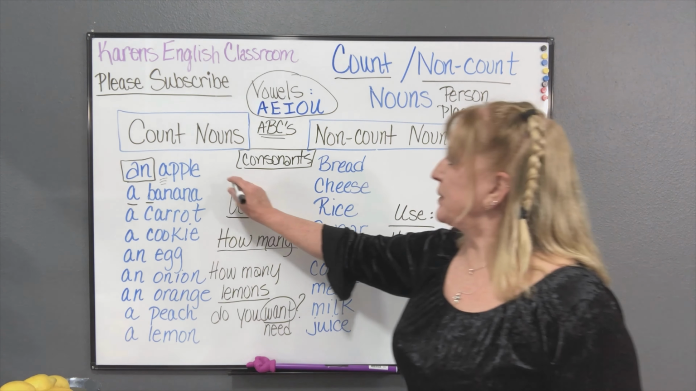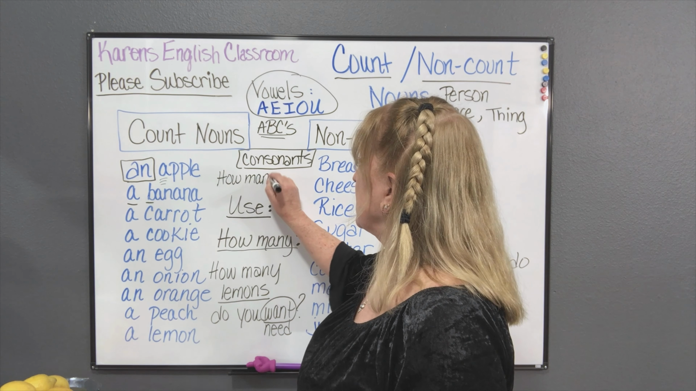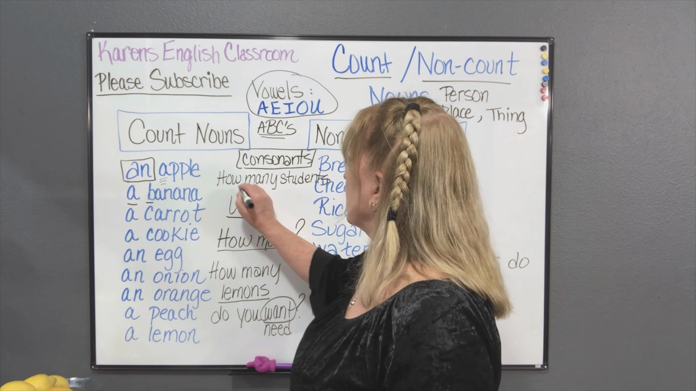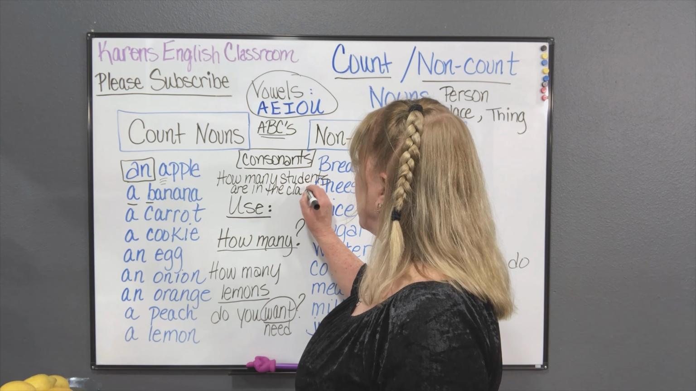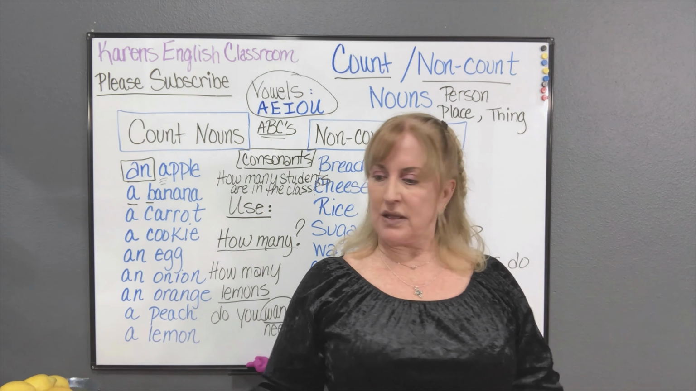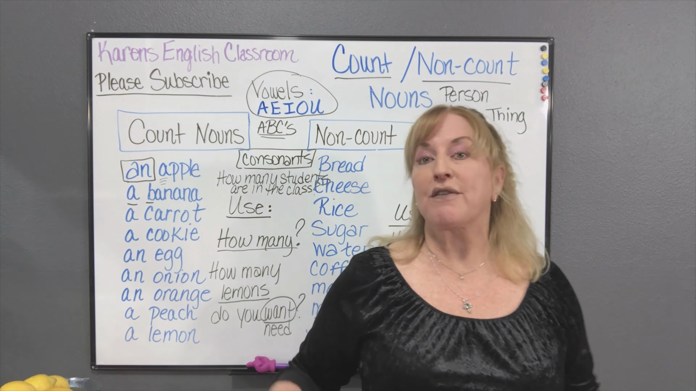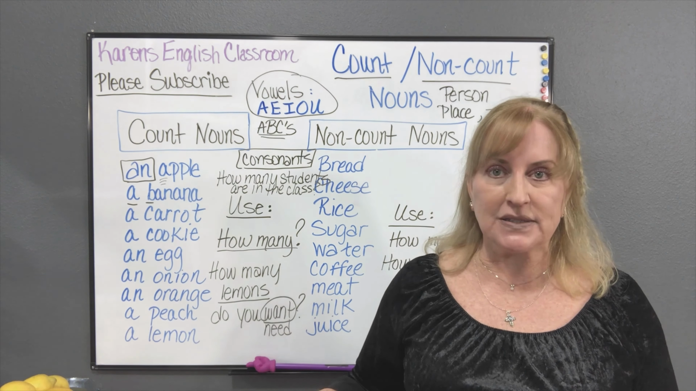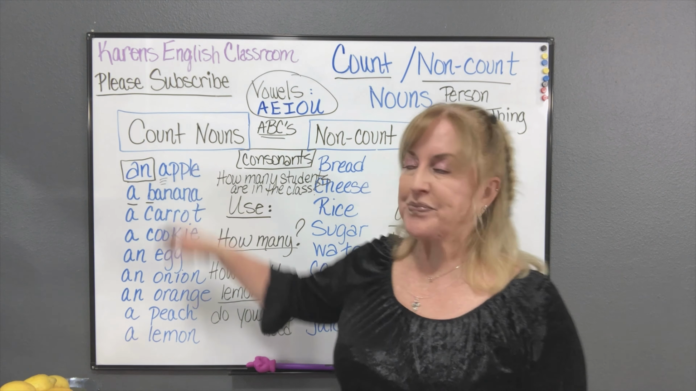So we can say, I'll put it over here with the count. So how many students, okay, are in the class? Okay, and we can answer that by just looking at the class. So you look at the class and go 1, 2, 3, 4, 5, 6. Okay, there are 20 students, there are 15 students, there are 30 students, okay? Whatever the number is how you would answer this. But you can count it, okay?